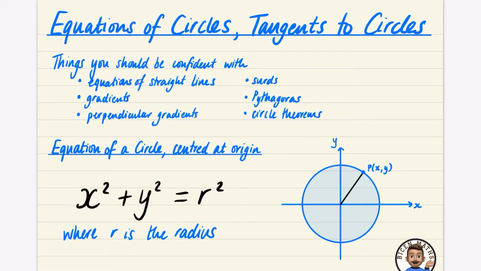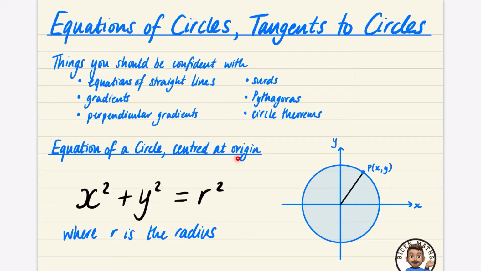So some of the things you need to know about are the equations of straight lines, gradients, perpendicular gradients, surds, Pythagoras, and circle theorems. So this really is a topic that actually overlaps a lot with A-level. So if you find yourself enjoying this topic, then this is definitely a good indication that you should probably think about doing A-level maths. So let's begin by talking about what the equation of a circle actually is and why it's the equation of a circle.